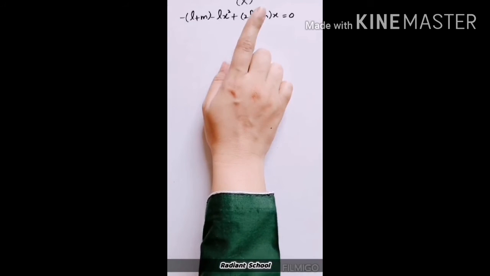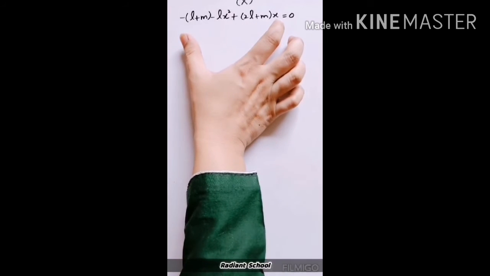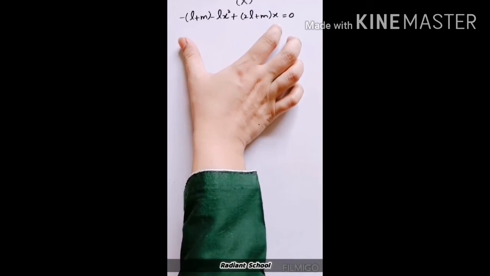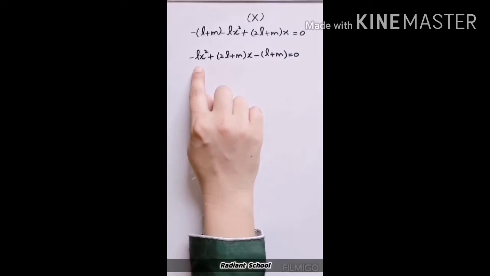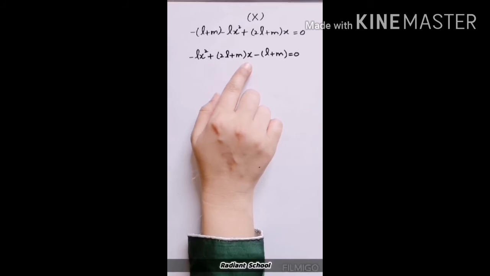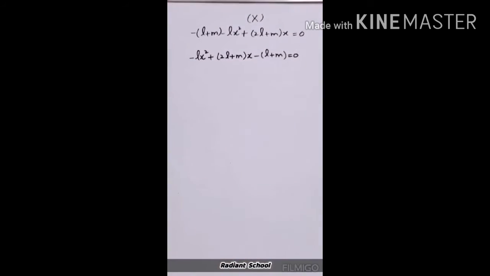Students, now I have taken the 10th part. In the 10th part, same is the case here. The first step is that you have to write your given expression in the form of a standard quadratic equation. We have to arrange it. We will write the x square term, then the x term, and then the constant in the end. Now we will solve this by the quadratic formula.